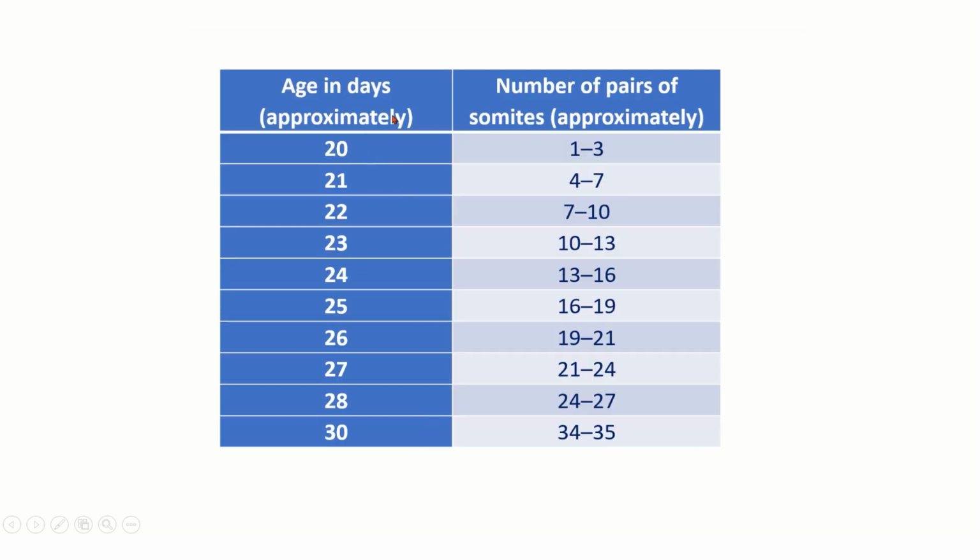So if we see approximately from day 20 to day 30, on day 20 there are 1 to 3 somites, 21st day 4 to 7, 22nd 7 to 10 somites, 23rd 10 to 13, 24th 13 to 16, 25th day 16 to 19, 26th day 19 to 21, 27th day 21 to 24, 28th day 24 to 27, and 30th day 34 to 35 somites.